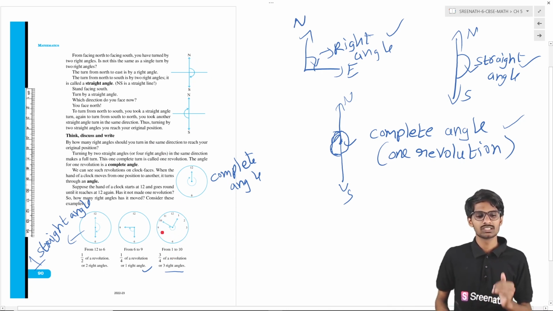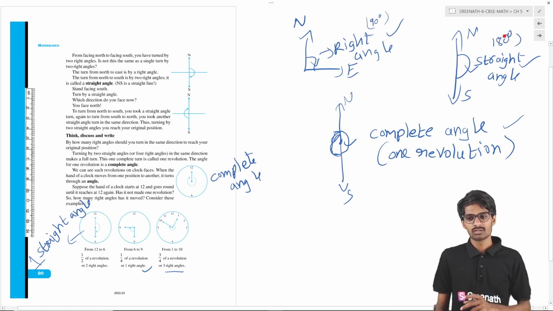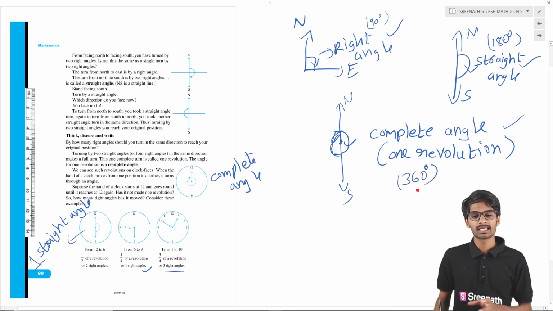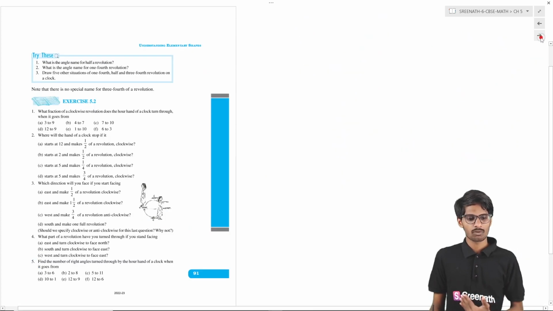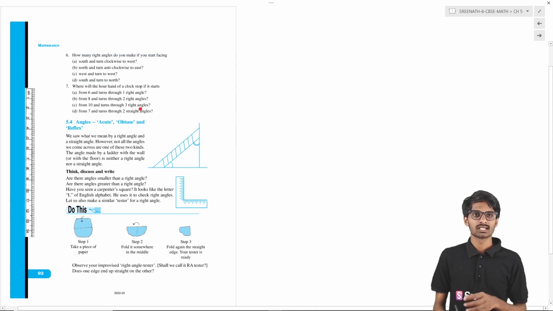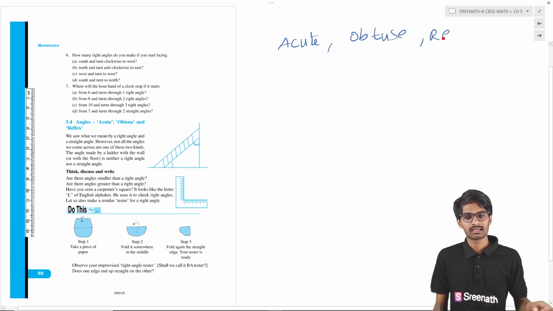Okay, students. So this is about the right angle, straight angle, and complete angle. A right angle is basically 90 degrees, a straight angle is 180 degrees, and a complete angle is 360 degrees. We will see about these degrees later. These three values will be discussed in the next upcoming topic, students. After that we are going to discuss acute, obtuse, and reflex angles.